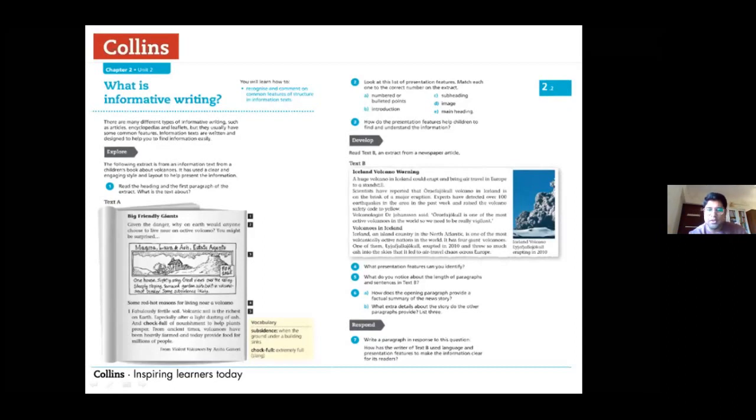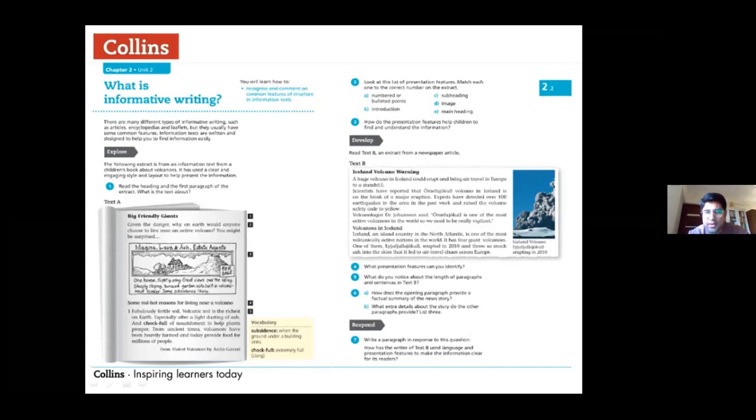And look at the kind of questions asked. What presentation features can you identify? What do you notice about the length of paragraphs and sentences in text B? The title of text B is Iceland Volcano Warning. So what do you notice about the length of paragraphs? If you have a quick reading, I know it's too small to read, but you can still make out. I'll read it out for you though.